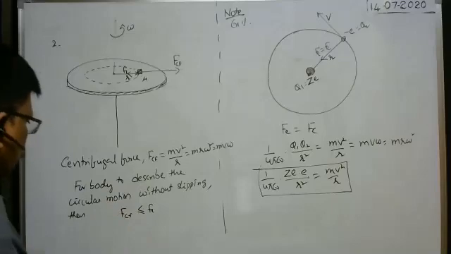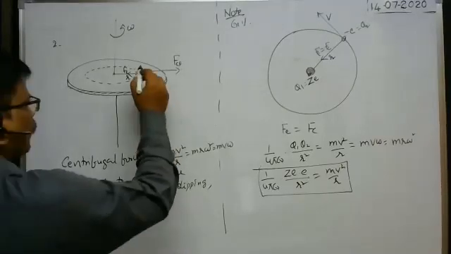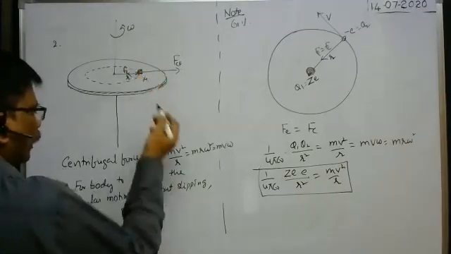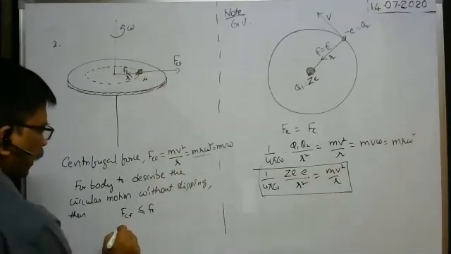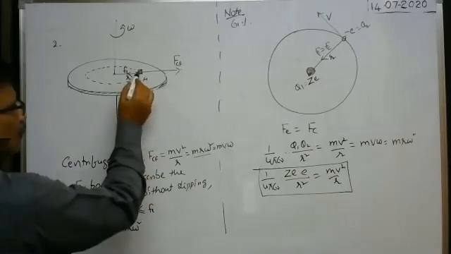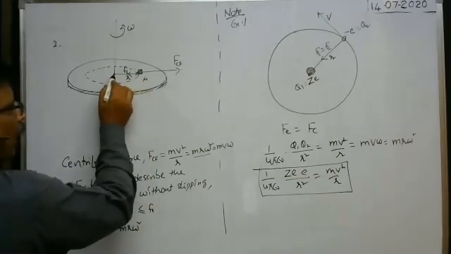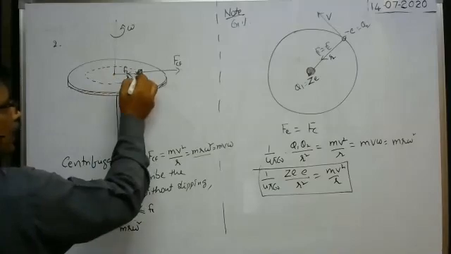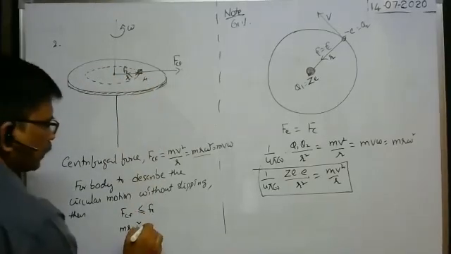Centrifugal force means, suppose the angular velocity of this body is omega, then we can write m r omega square, no? m r omega square, where r is the distance of the body from this axis of rotation, or the radius of the circular path in which the body travels. Less than or equal to.